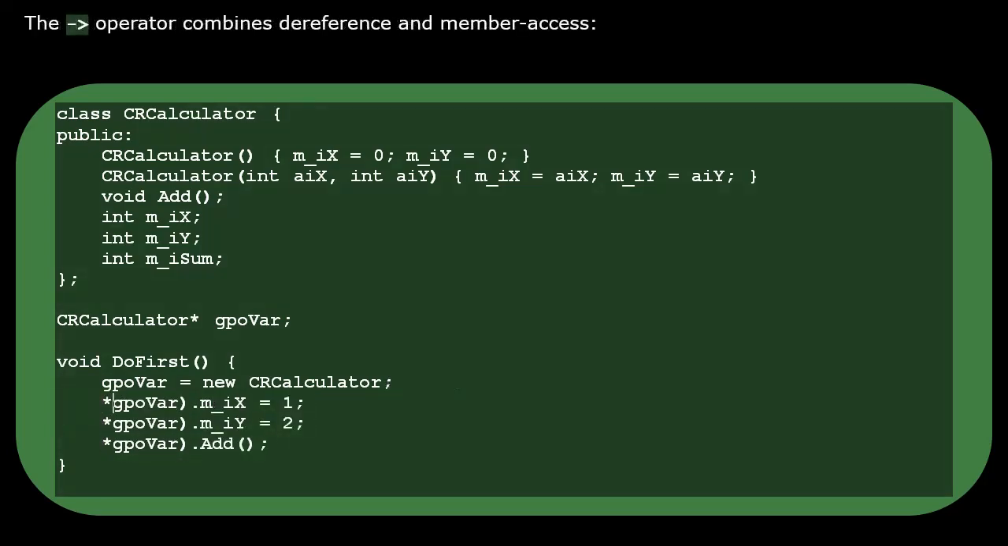Because of operator precedence rules, these parentheses are not needed. In fact, we could combine the dereference star operator with the member access dot operator. When combined, they form an arrow operator, which accomplishes the exact same thing as the prior code.